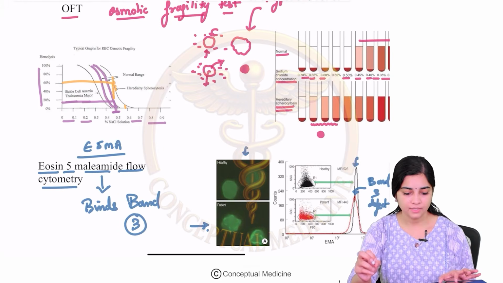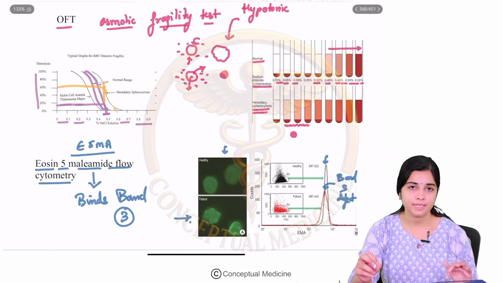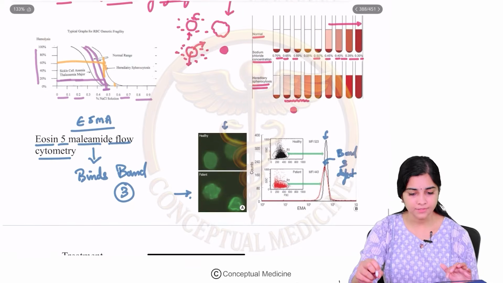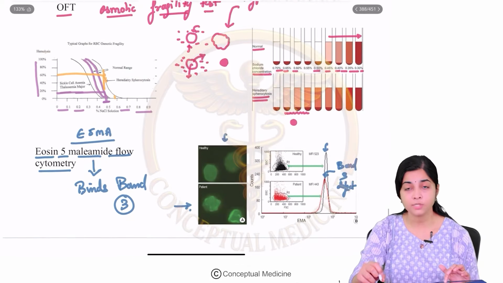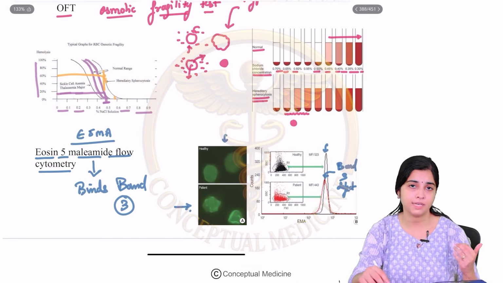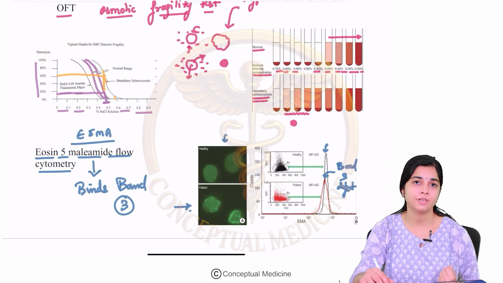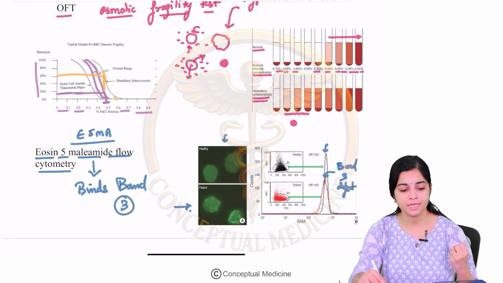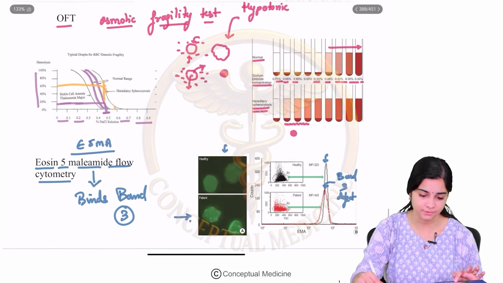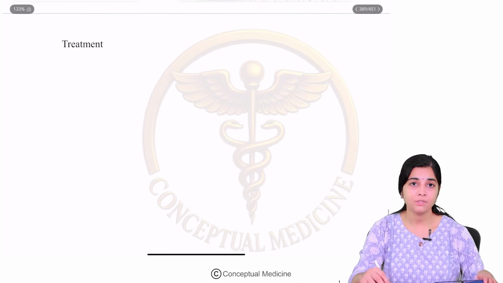Okay, fine. So this is about the various tests you can do for hereditary spherocytosis, right? Of which would be the best test? I would say, as per today's literature, eosin 5 maleimide flow cytometry is the best test which can be done for hereditary spherocytosis. Then how do you treat it?